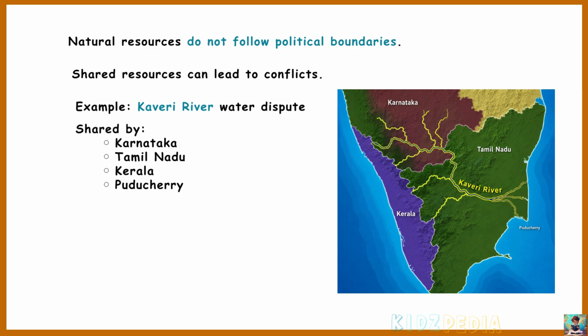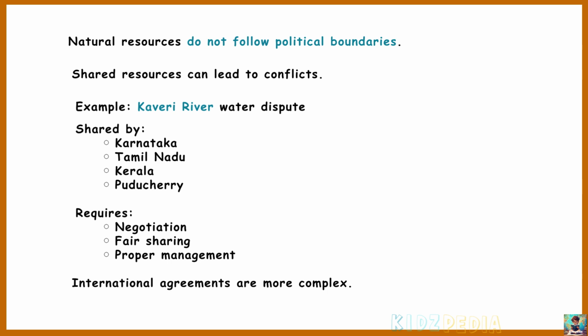So, states must discuss and negotiate and manage water carefully and share it fairly. This requires cooperation, smart planning and mutual understanding. And this is much harder when it is between countries. Between countries, different governments are involved and each country has its own interest. So, reaching agreements becomes more difficult.